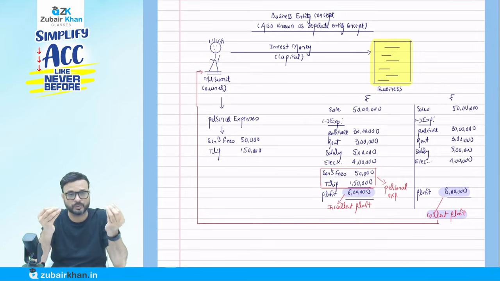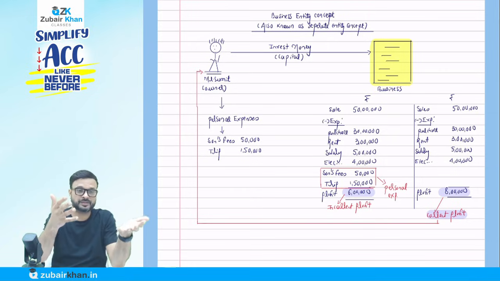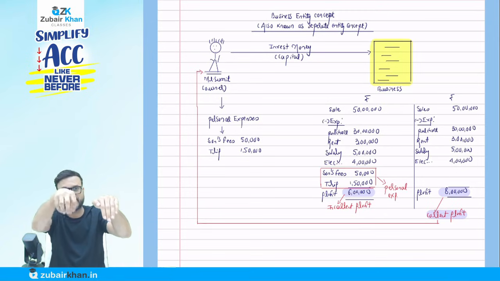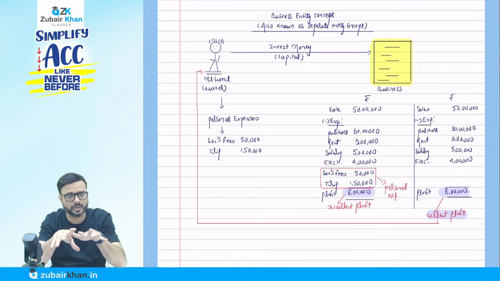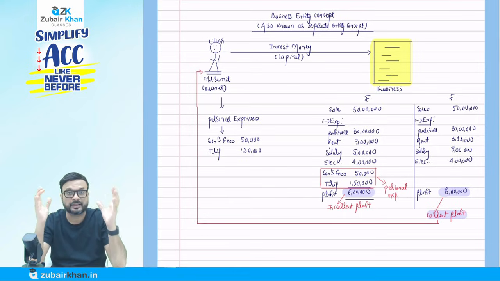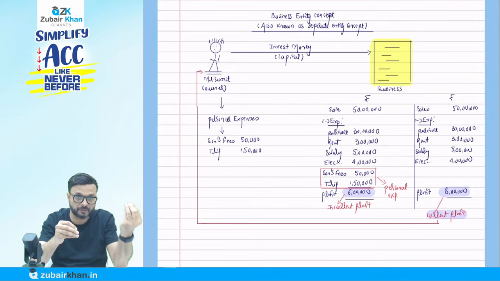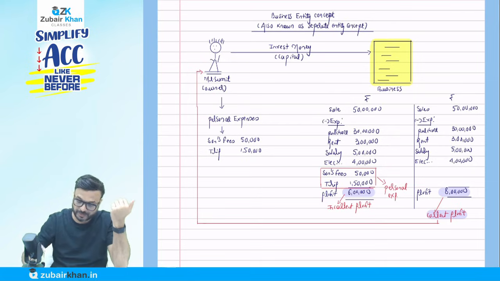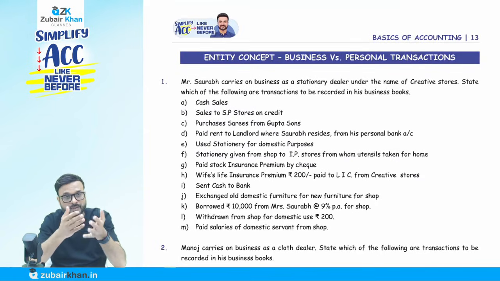Capital and drawings both belong to the owner of the company, but the amount which is invested by the owner in the business, we call capital. The amount which is withdrawn by the owner for personal use, we call drawings. This is the only difference. One is invested, one is withdrawn by the owner. How to do the accounting is a different issue that we'll discuss after 2-3 sessions. This is what the business entity concept tells us. So the point we have learned here is that personal expenses cannot be recorded as an expense of the business. Now come to the basics of accounting. I have already shared the PDF in the app.